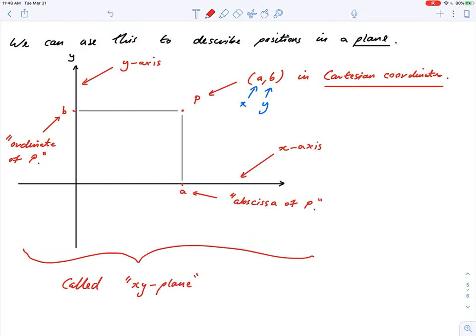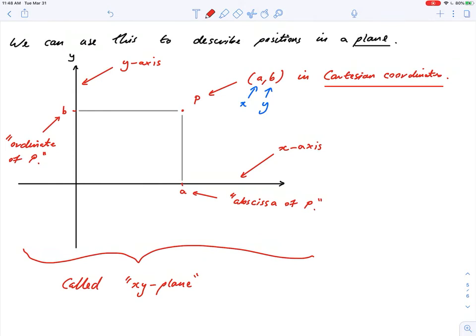It's called the XY plane. Makes sense. It's a plane, it's kind of flat, but we've fixed an x-axis and a y-axis, which gives us this really concrete way of describing positions. So you may be looking at this and thinking, well, I've heard this before, but it's just been called coordinates. Why am I calling it Cartesian coordinates?